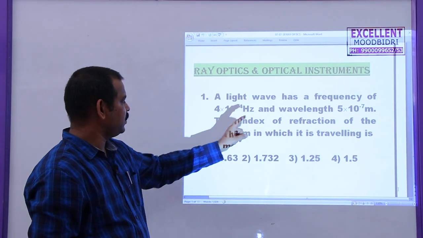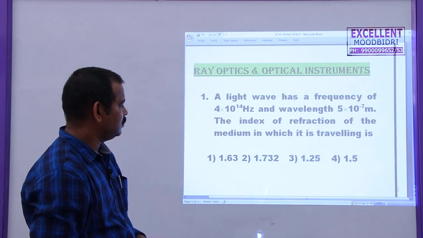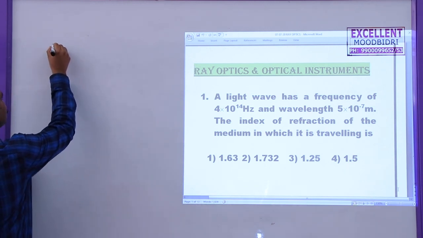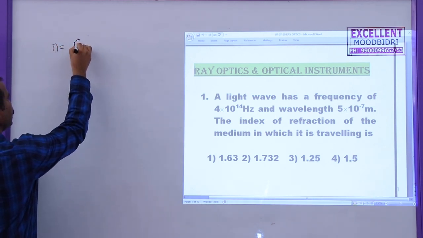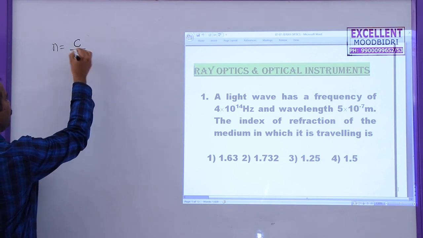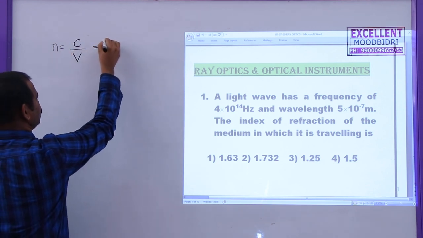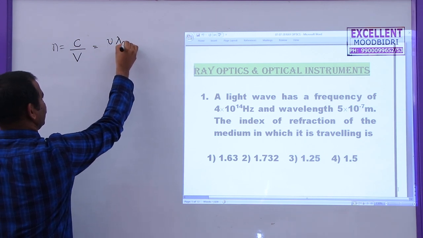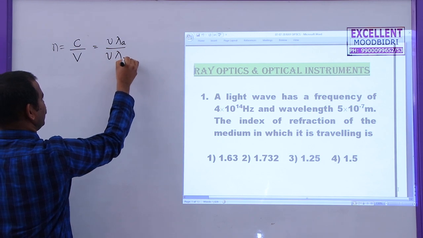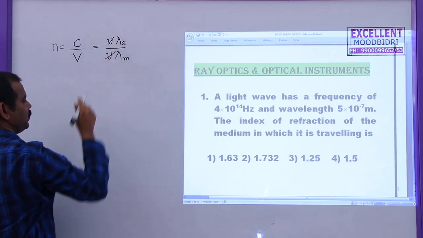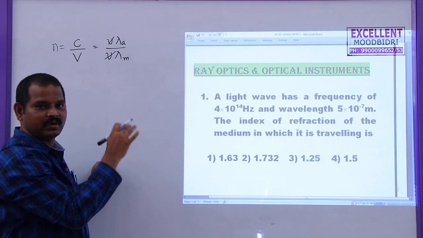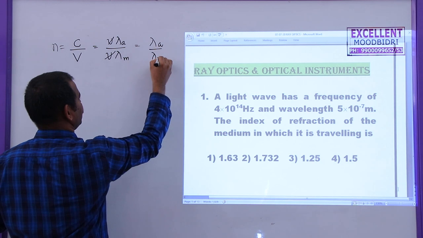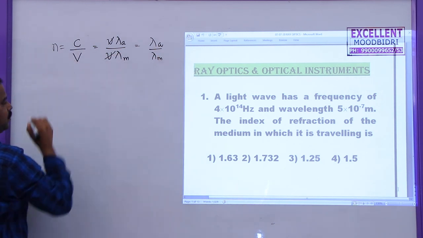A light wave has a frequency of this much and a wavelength of that much. What is the index of refraction of the medium in which it is traveling? The refractive index is given by the speed of light in air to the speed of light in a medium. This is also equal to, speed is equal to frequency into wavelength, so lambda air by frequency into lambda medium. But the frequency of a light wave, or any wave, never changes when it travels from one medium to another medium. So I'm cancelling, and this is lambda air by lambda medium. This is speed in air by speed in medium.